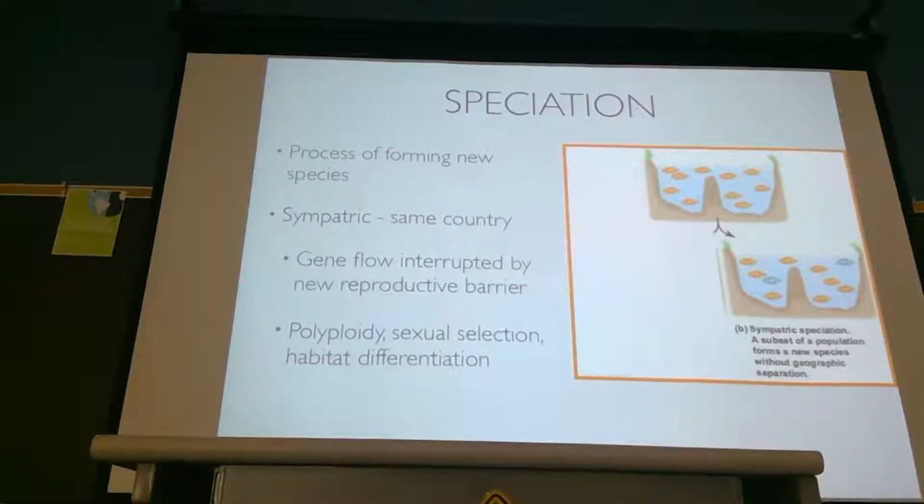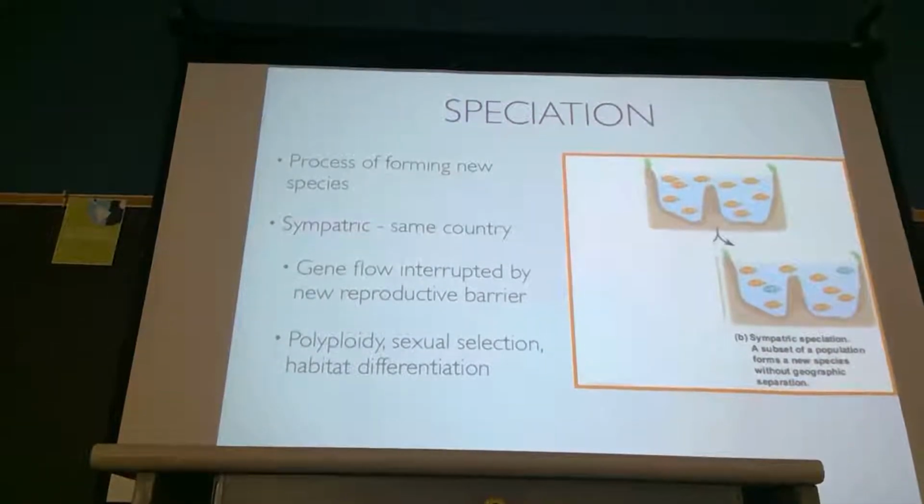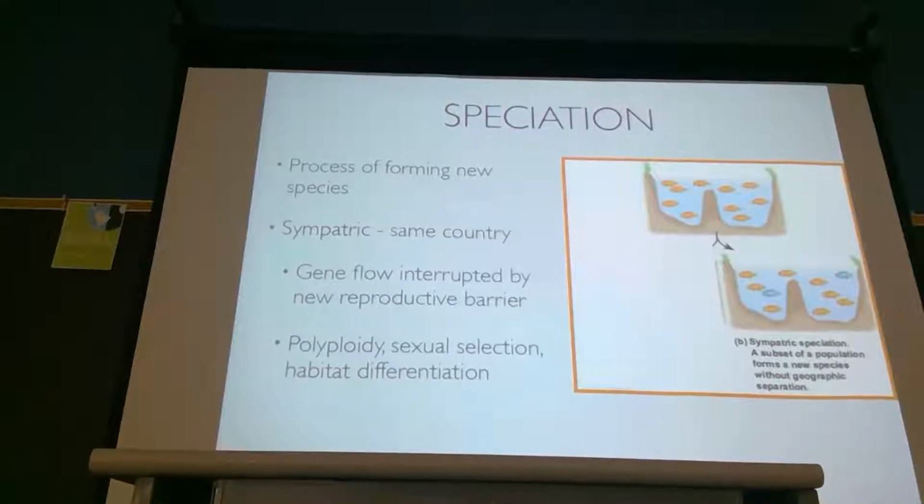Things like sexual selection, habitat differentiation, so that you're no longer in direct competition with each other for resources, and polyploidy, when you gain a whole new set of your chromosomes. Those can be reproductive barriers that then lead to speciation over time within the same environment.